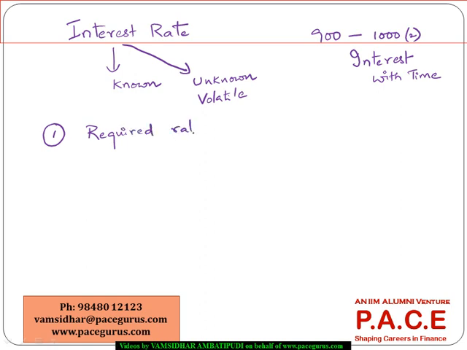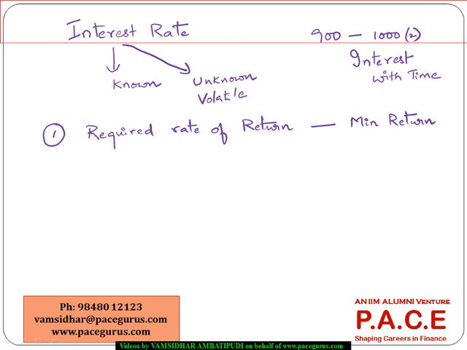The first definition of the interest rate, I look at it as the required rate of return. So what is that minimum return the investor will expect if he really wants to invest in a particular investment mechanism? What is that minimum rate of return that would be expected by the investor if he wants to invest in a particular investment mechanism?